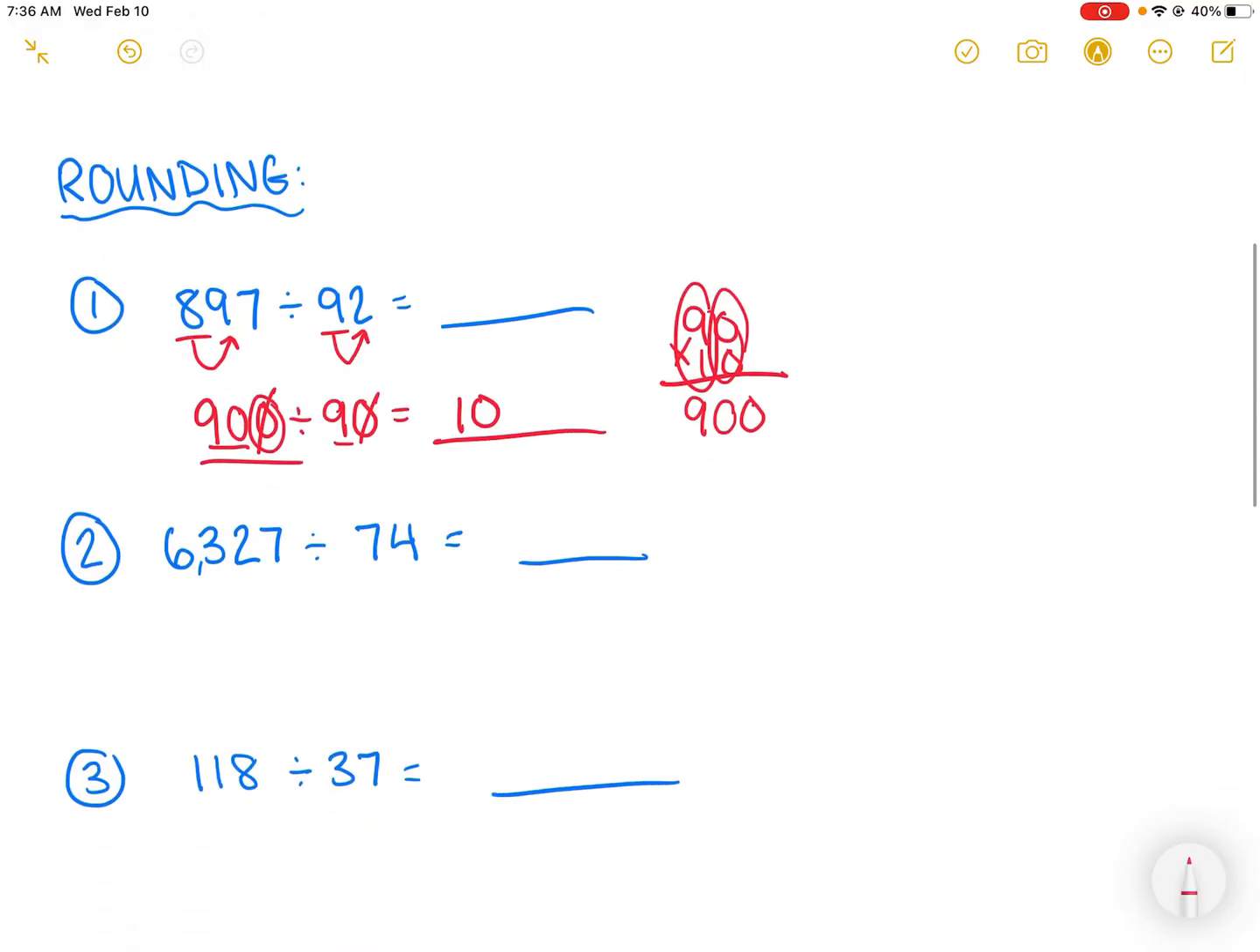Let's look at number 2. So let's again continue to round and use the rules for rounding to find our answer. So for this one we have 6,327 divided by 74. So I'm going to round right here. So 6,327 rounded to the nearest hundred would be 6,300. And we're going to divide by 74, which I'm going to round to the nearest 10, and it will be 70. So let's find our answer.